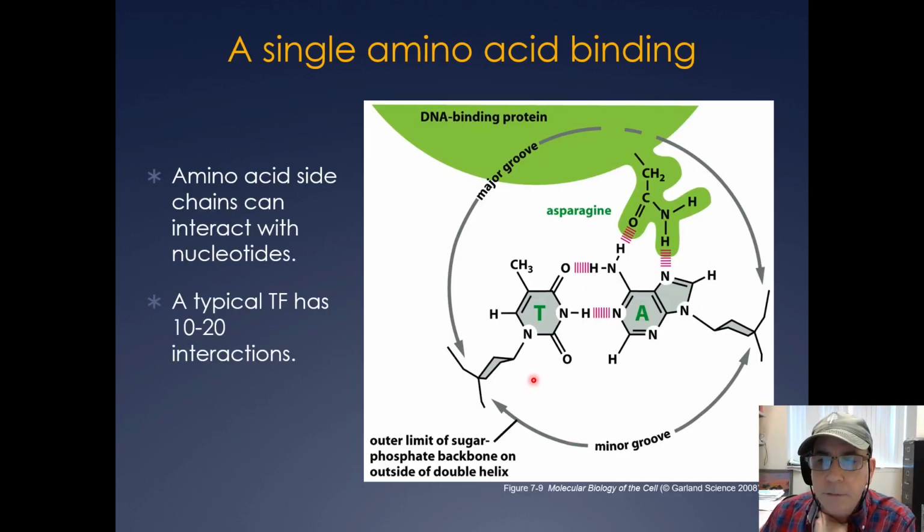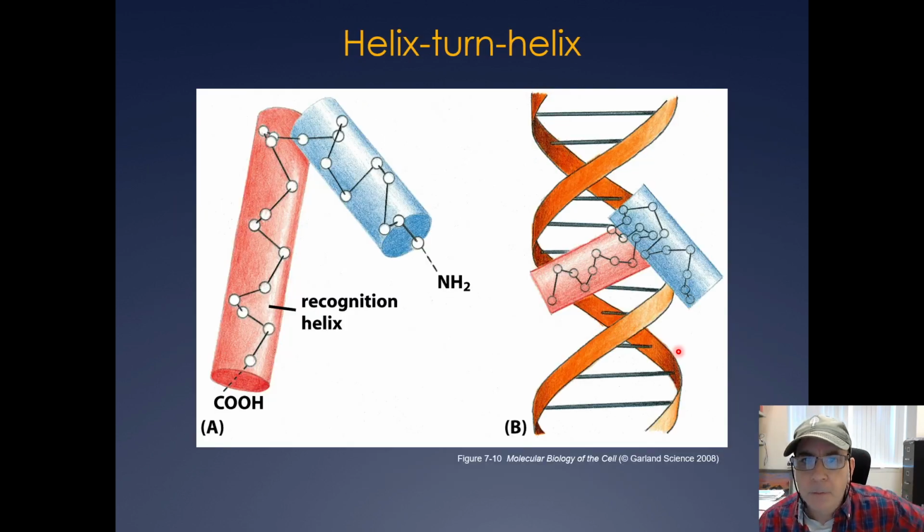And so to give you an idea of how the different amino acids interact with the DNA bases, here you can see a DNA binding protein with an arginine coming off, and you can see that it's forming hydrogen bonds with the adenine base. And typically a transcription factor will have 10 to 20 interactions in total, which gives it pretty high affinity to bind to a specific sequence of DNA. Okay. And the DNA folds also help this, and oftentimes, like I said, you'll see alpha helices binding to the major groove.